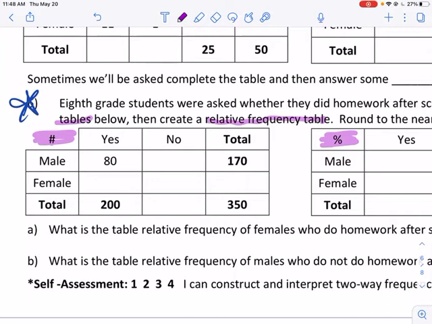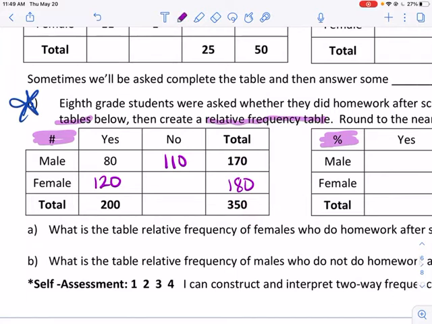So I'm going to look just for columns and rows that have 2. So we have 80 male and 200 total, so 120 of those were female. I just subtracted because it's not a total. We're trying to find 170 minus 80 over here, so that's going to be 110. And then we're trying to find, okay, here's a two. 350 minus 170. I don't know how much that is. I think it's 180. Yeah, it's 180. You could also use a calculator.